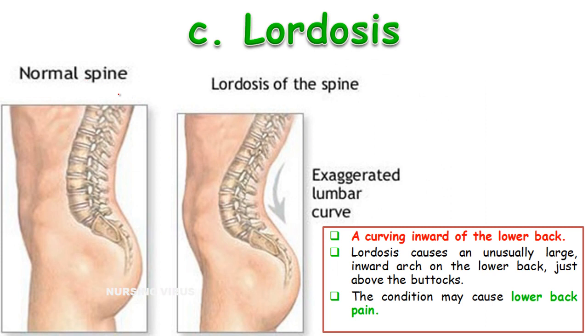This is how the normal spine looks: you can see it running straight from the thoracic and lumbar to the coccyx. Whereas in a lordosis patient, you can see an exaggerated lumbar curve mainly on the lumbar vertebrae. This is the inward curving of the lower back, and lordosis causes an unusually large inward arch on the lower back just above the buttocks area. This condition mainly causes lower back pain.